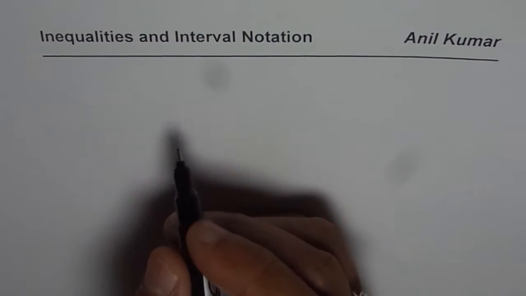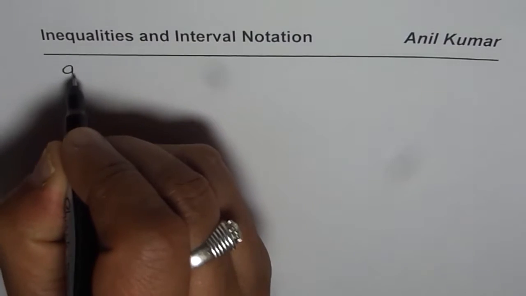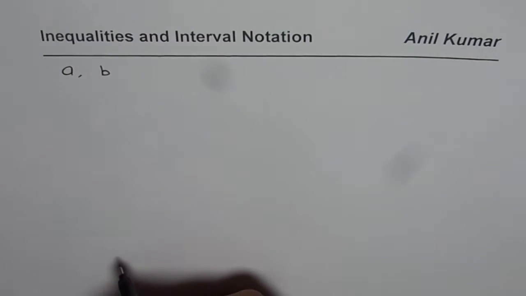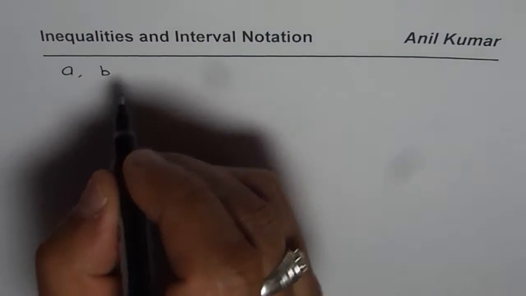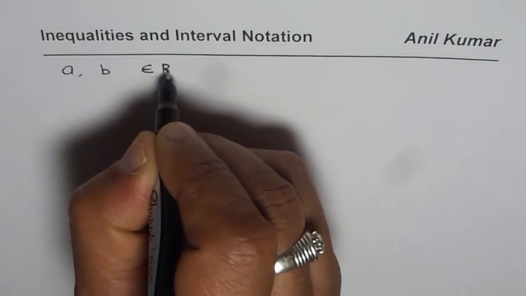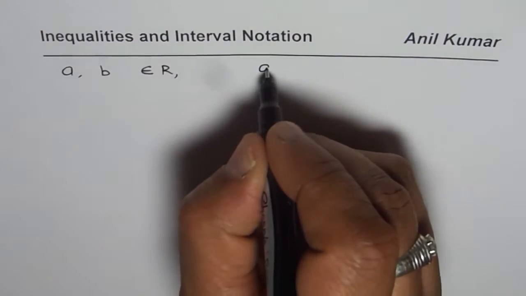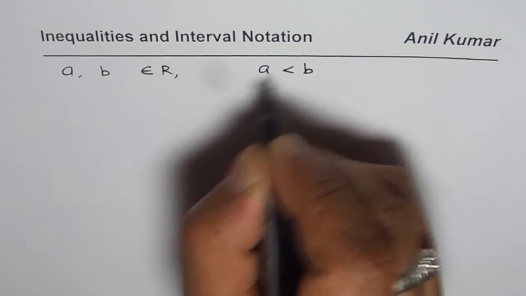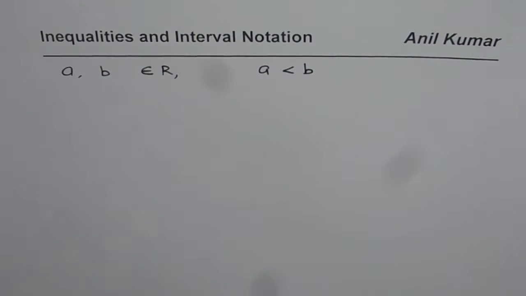So let us begin by taking a and b as any two real numbers. So we say a and b belong to the set of real numbers where a is less than b. That means a is on the left side of b whenever we place them on a number line. So these two are very general numbers. So we'll write down different kinds of intervals, rather inequalities, and write them in terms of interval notation.